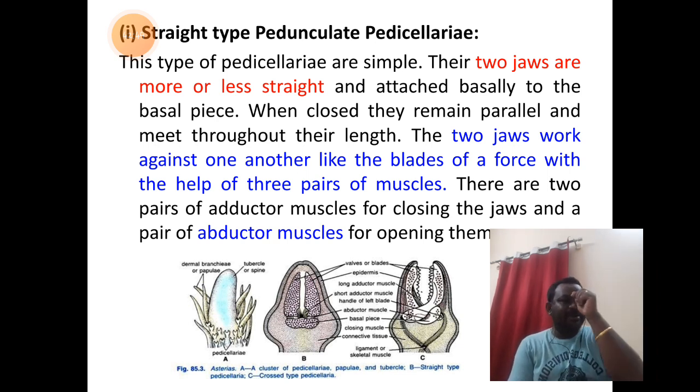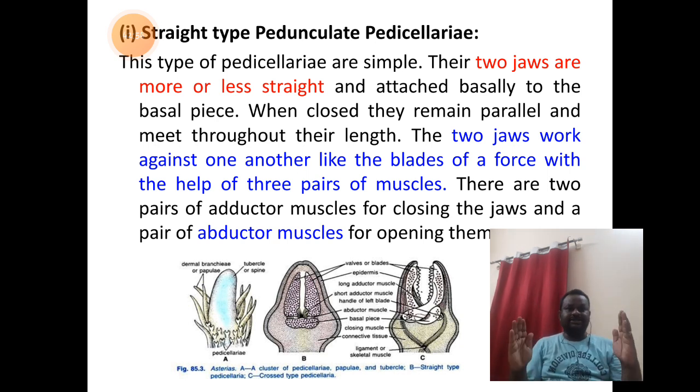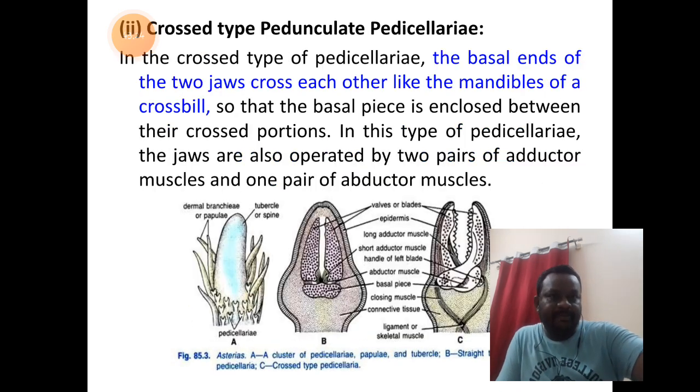The straight type pedunculate Pedicellariae has 2 jaws attaching to a basal blade or plate, and all these structures are arranged with the adductor muscles. There are 2 pairs of adductor muscles to close the jaws and a pair of adductor muscles to open the jaws. So altogether 3 pairs of adductor muscles are seen: 2 pairs to close, 1 pair to open in case of straight type.